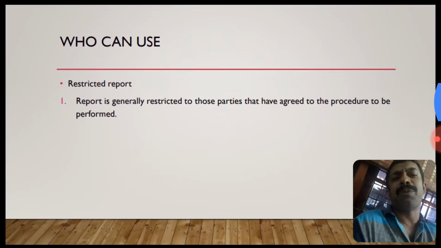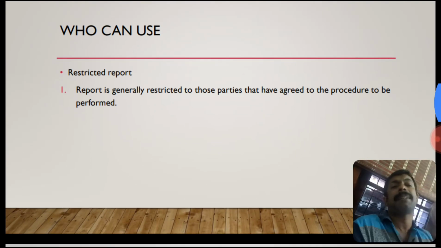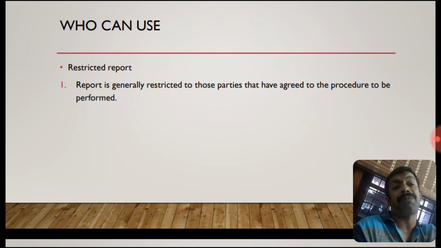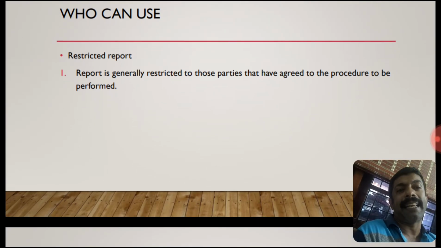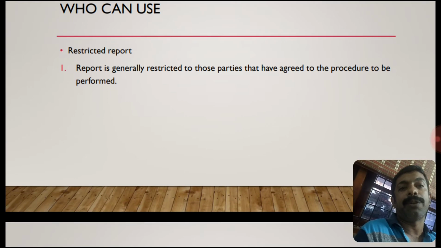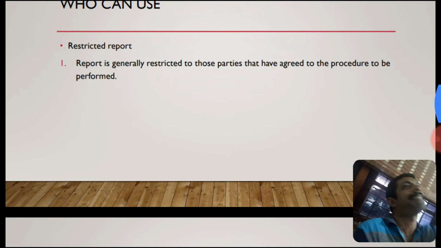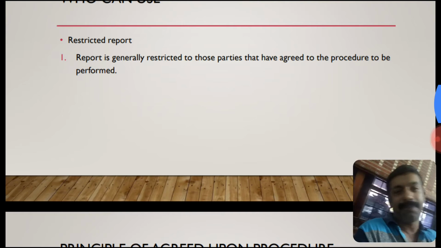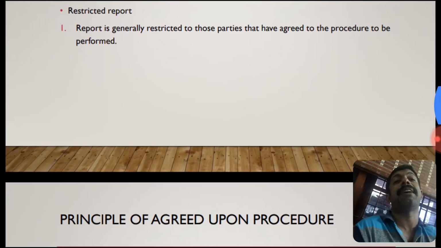Who can use it? It's a restricted report. It's not a public report. Expressing opinion is not for the general public. It's for a specific service. A report is generally restricted to those parties that have agreed to the procedures to be performed. Here, who has agreed the procedures to be performed? The contract is between the client, the person obtaining the franchisee, and the auditor. The auditor's duty is to give the report on his findings.